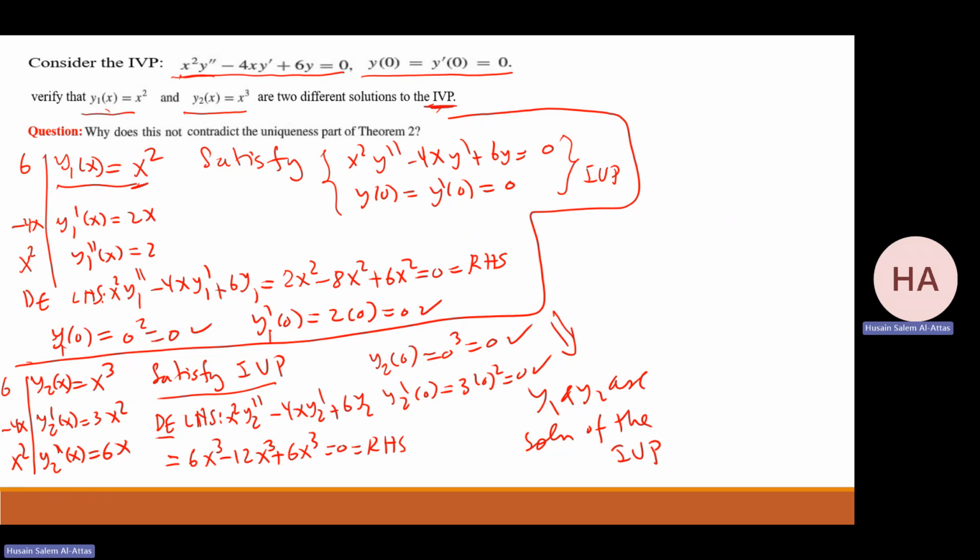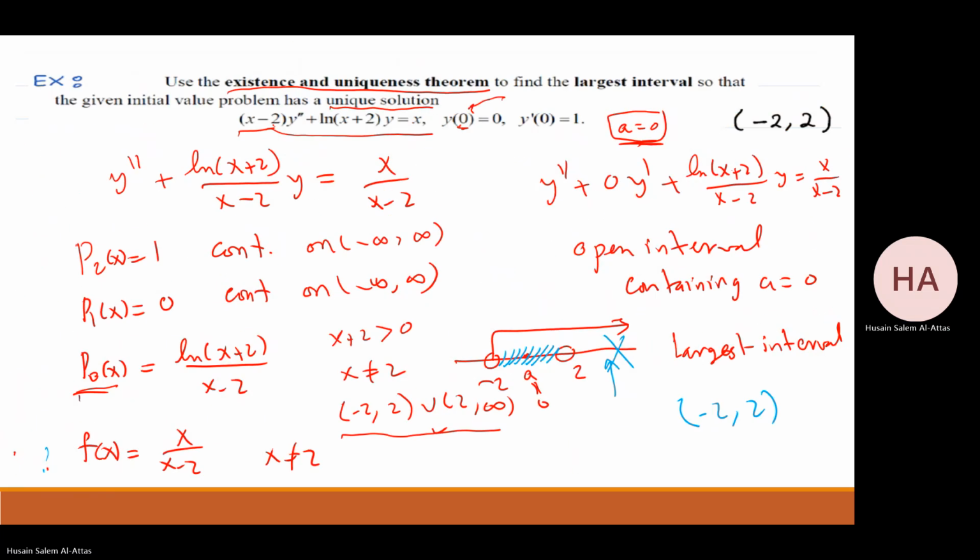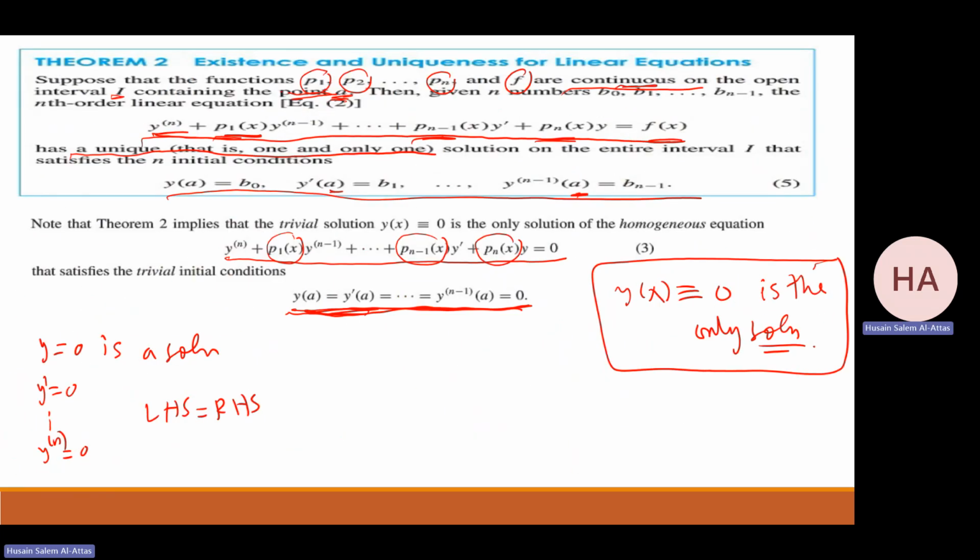Okay, but that will make a problem for us. Why? Because we said if I have an initial value problem, then the solution should be unique, but you have now two different solutions. So why does that not contradict the theorem? Because you need to be careful. I need these functions to be continuous.